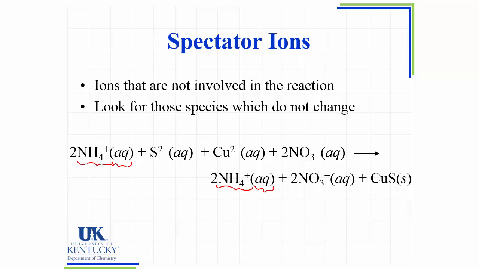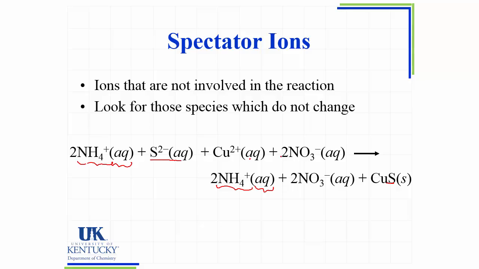When I look at sulfide, I see I have S2 minus aqueous on the left side, but on the right, sulfur is now in a compound. So I know that's not going to be an aqueous ion because I go from the aqueous ion of sulfide to having sulfur within a solid compound. Same thing for copper. It is not a spectator ion because I go from copper 2 plus aqueous to copper sulfide in the solid state.